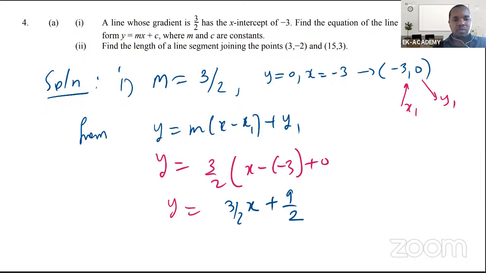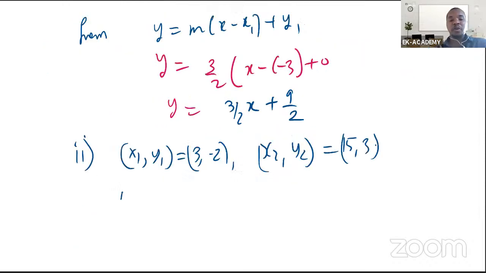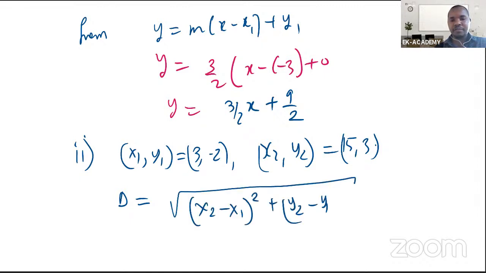Part 2, we are supposed to find the length of a line segment joining the point (3, -2). So basically we have x1, y1 as the given point, which is 3, -2, and x2, y2 being 15, 3. And how do we find distance? Distance d between 2 points is the square root of (x2 - x1) squared plus (y2 - y1) squared.